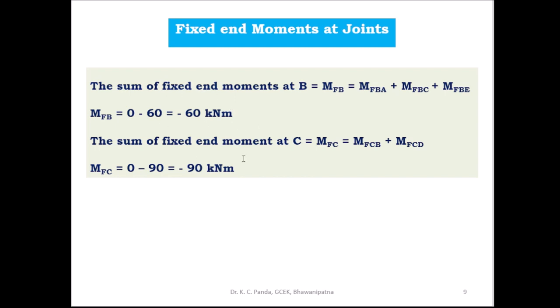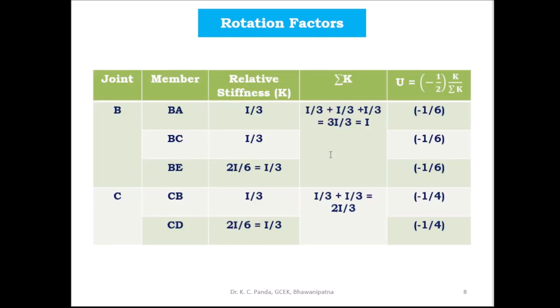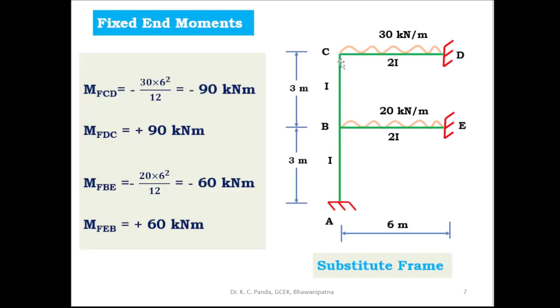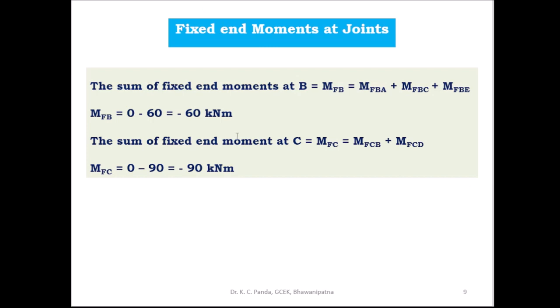Then find out the sum of fixed end moment at joint C. At joint C there are 2 members meet, CB and CD. So you know the fixed end moment MFCD, but on the vertical member CB there is no loading. So MFCB is equal to 0. So MFCD is equal to minus 90. The sum of fixed end moment at C is equal to MFCB plus MFCD. So 0 minus 90 is equal to minus 90 kilonewton meter. So these are the fixed end moments.